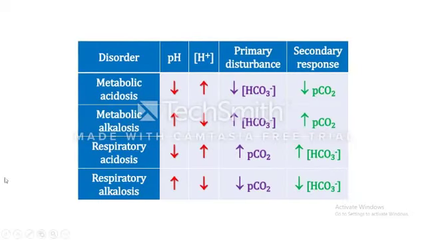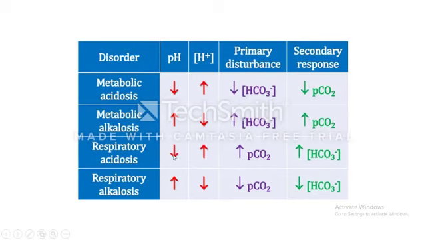Here you see the disorders, the pH, hydrogen ion concentration, primary disturbance and the secondary response. If metabolic acidosis is there, pH is always low, hydrogen ion concentration is high, and the primary disturbance is the low concentration of bicarbonate, and the secondary response is that the carbon dioxide partial pressure becomes low. In metabolic alkalosis, pH is high, hydrogen ion concentration is low, the primary disturbance is the high concentration of bicarbonate, and the partial pressure of carbon dioxide is always high.